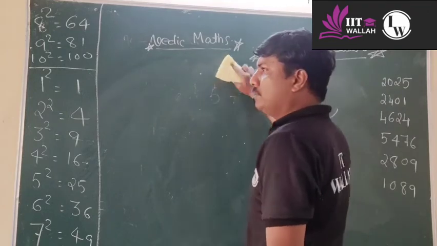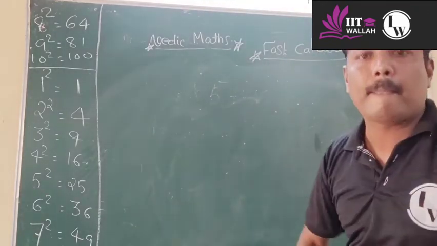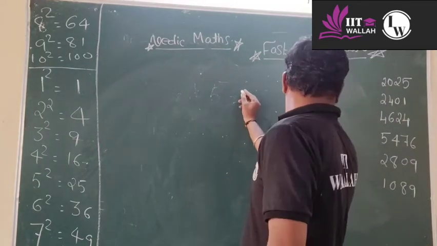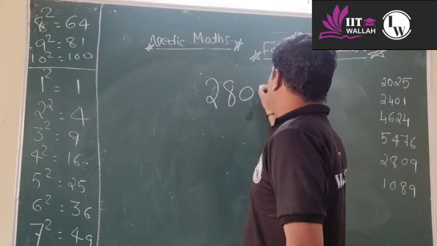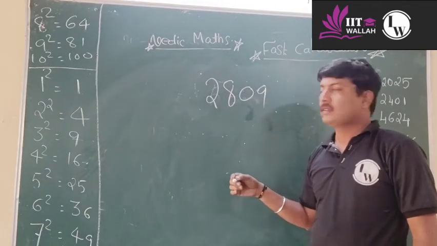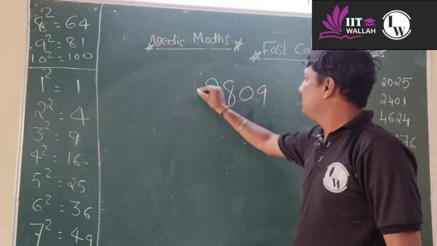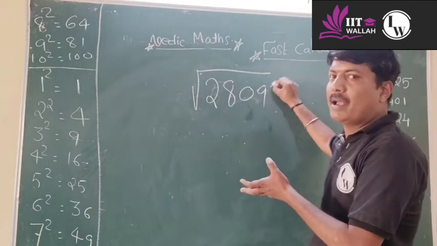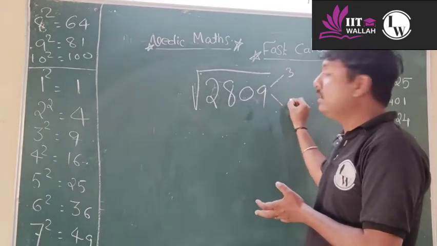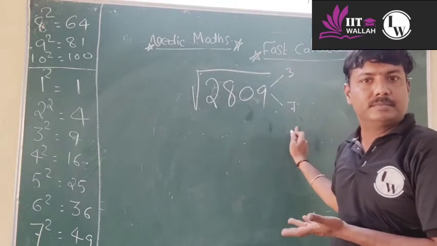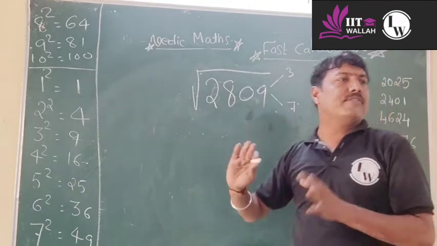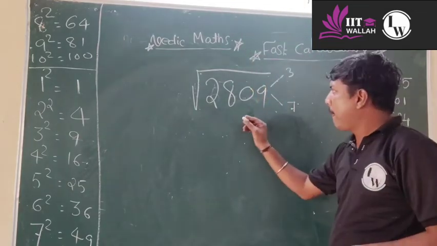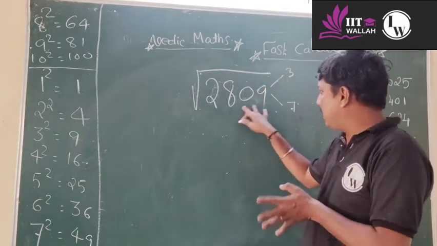Let's take another number, 2809. If it ends with 9, you know that the square root of this number may be ending with 3 or 7. These both are possible, right? Do you have any confusion in this? I hope you don't have any confusion. Okay? So our first group is 28, the second group is 9.